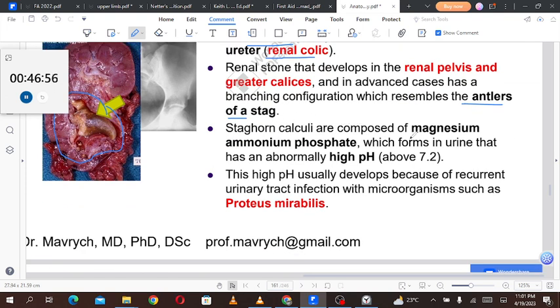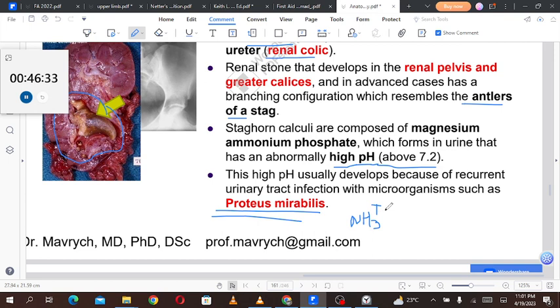Staghorn calculi are composed of magnesium ammonium phosphate, which forms in urine that has a high pH, that is alkaline pH above 7.2. Normally the urine pH is close to 5.5. This high pH usually develops because of recurrent urinary tract infection with microorganisms such as Proteus mirabilis. You know that Proteus mirabilis is urease positive.